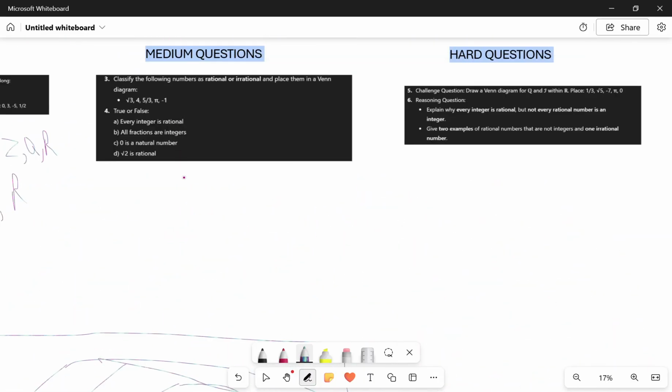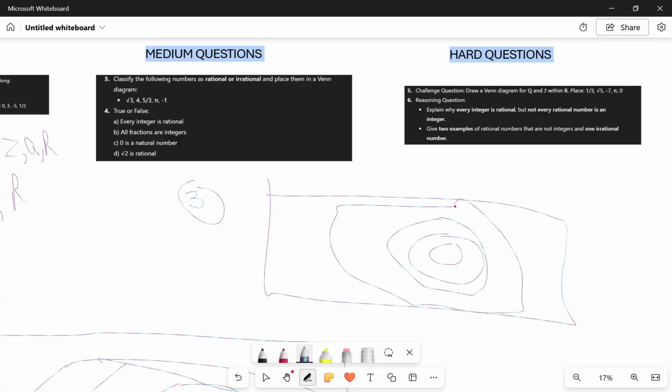Now let's do the medium ones. Classify as rational or irrational and place them in a Venn diagram. Okay, so I'll just draw the Venn diagram. Okay, just forgive me. So 4 is a natural number. -1 is an integer. 5/3. Then I have a separate box here, which is square root of 3 and pi, which are irrational numbers. Yes, and all of this is real.